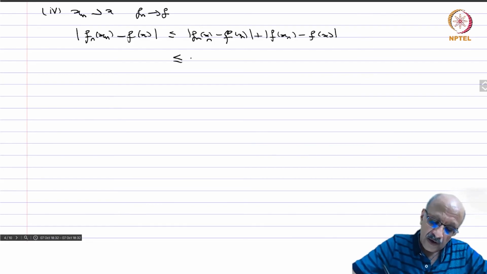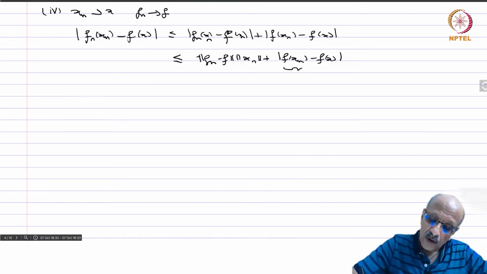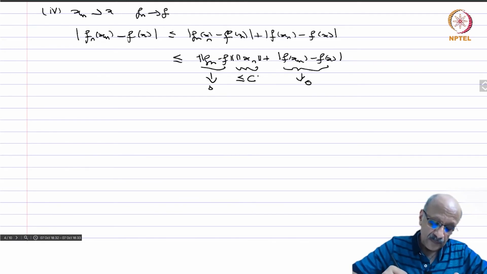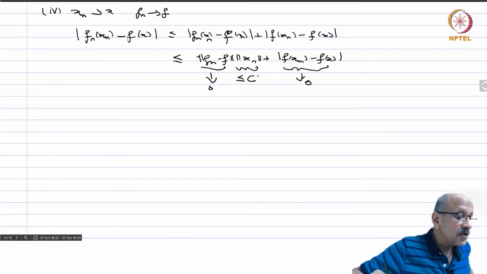The first one is less than or equal to norm of fn minus f times norm of xn, plus mod f of xn minus f of x. Now by the first part of this proposition, this goes to 0 since xn goes to x weakly, and this goes to 0 and is bounded by part 3, and therefore the whole thing goes to 0 and we have what we want. Okay. So this proves this proposition completely.